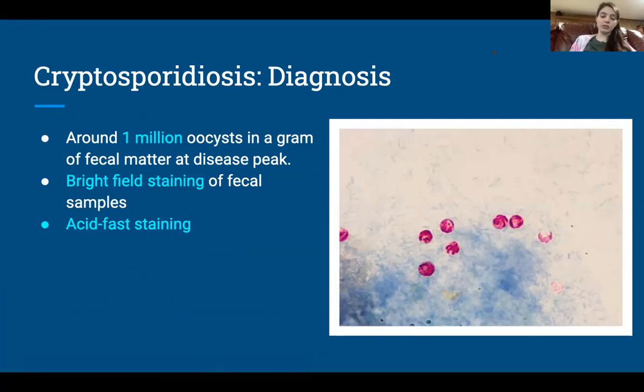So it's pretty easy to see them when there's staining done during this period. So they use bright field staining and acid-fast staining in order to see the oocysts. And this is it pictured over here.